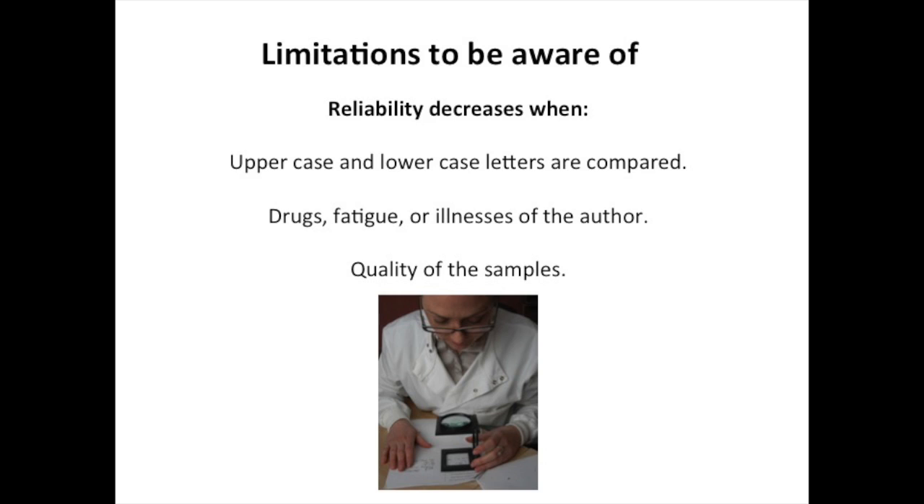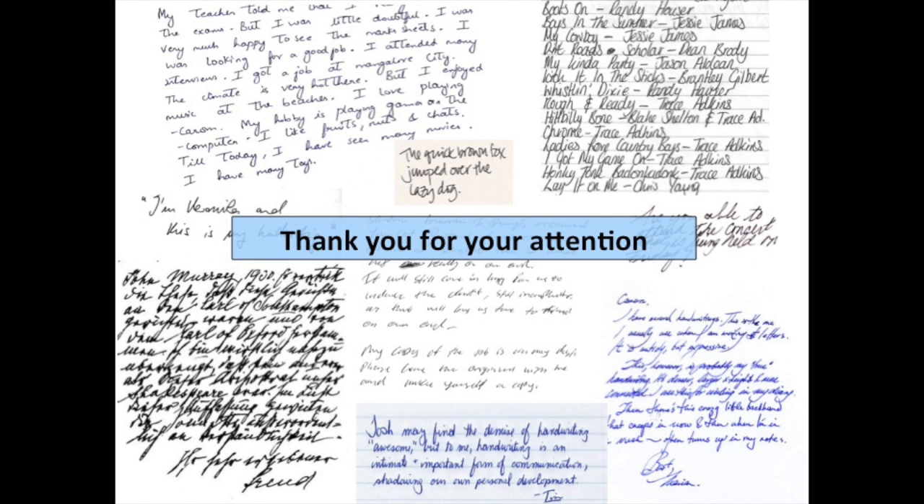There are a number of situations where handwriting analysis may not be reliable. For example, it is accepted among experts that meaningful comparisons between uppercase and lowercase letters are not possible. In addition, drugs, fatigue, or various illnesses can change a person's handwriting. People may even write slightly differently in the evening compared with the morning depending on fatigue levels. Also, the quality of the exemplars or samples is a consideration, as this will determine the quality of the comparison that can be made.